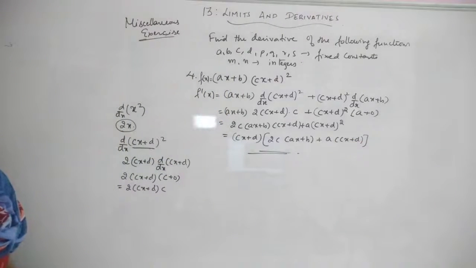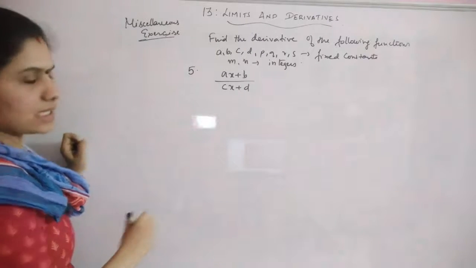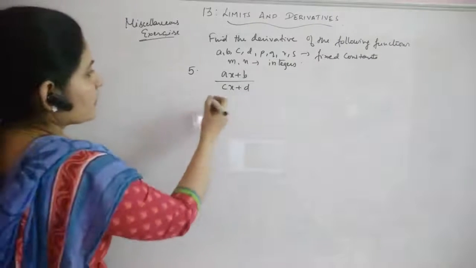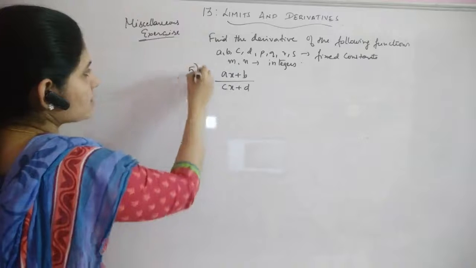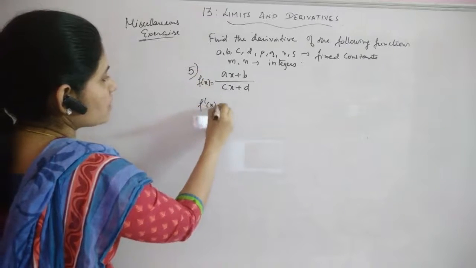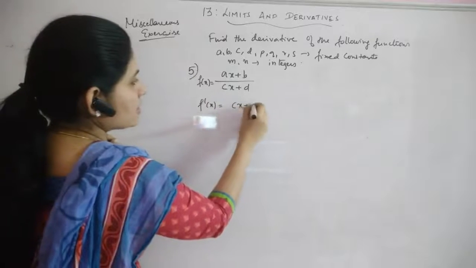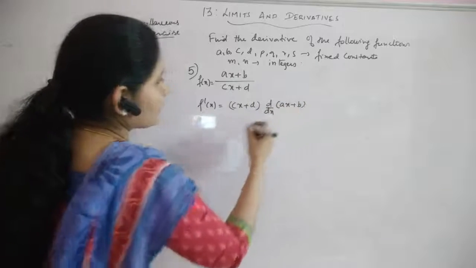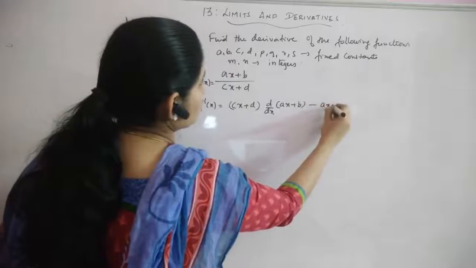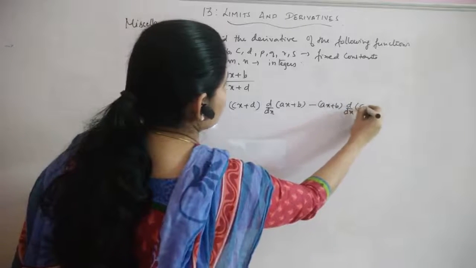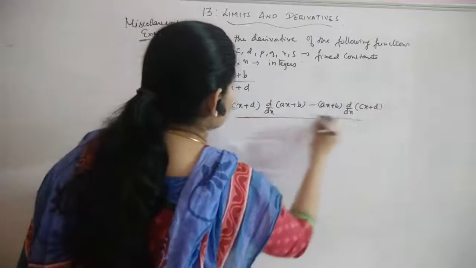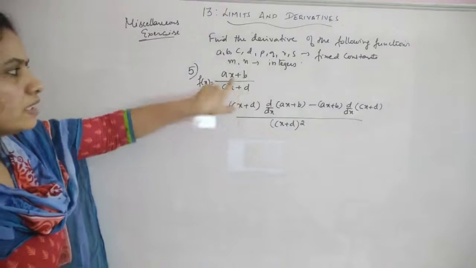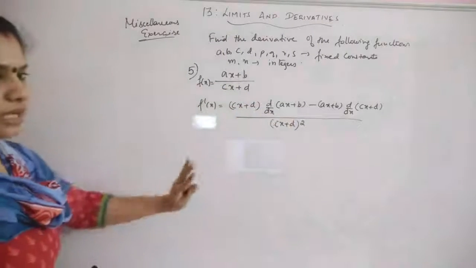Okay. Next one, that is ax plus b by cx plus d. So here it is in the form u by v, so you can use the quotient rule here. That is, if this is your f of x, then f dash of x will be denominator, that is cx plus d, into derivative of numerator minus numerator into derivative of denominator whole divided by denominator square. So when I say denominator, I have written cx plus d there, and when it is numerator, you have to write ax plus b. So I have used the formula now.